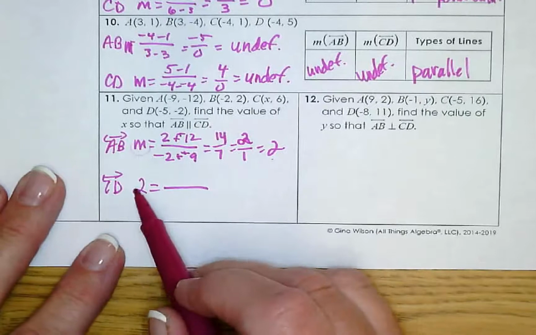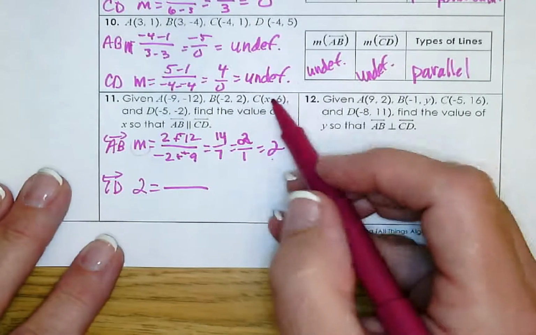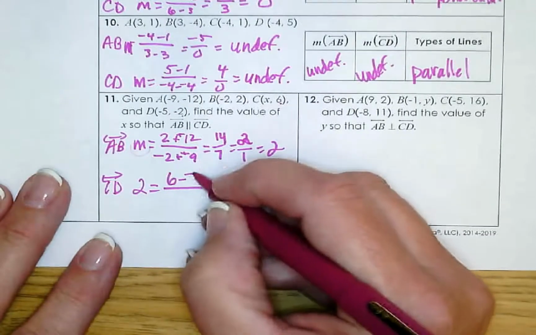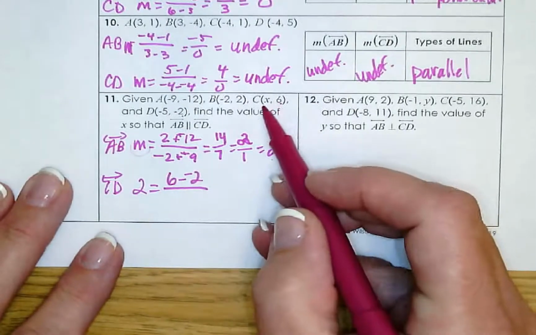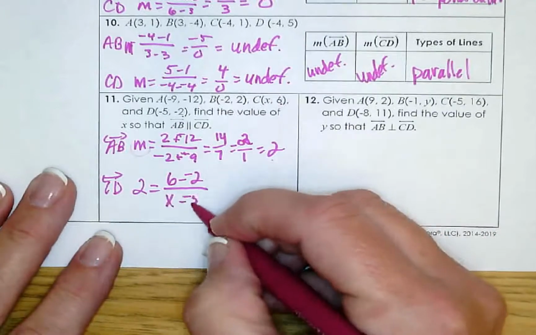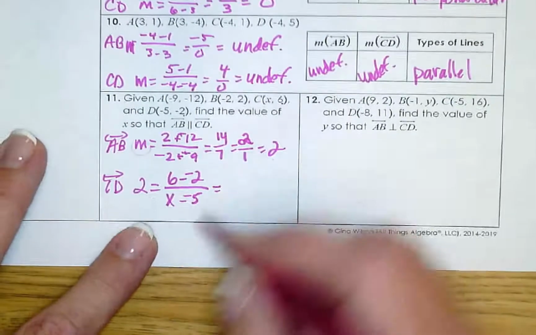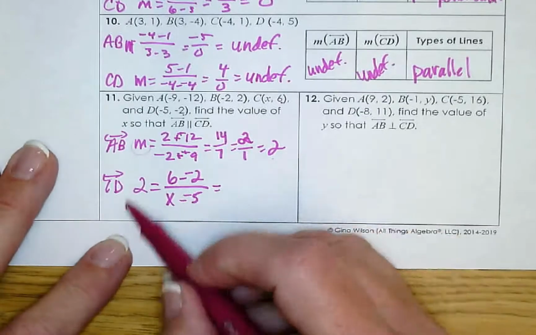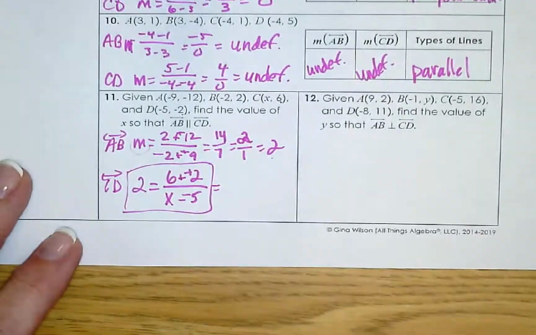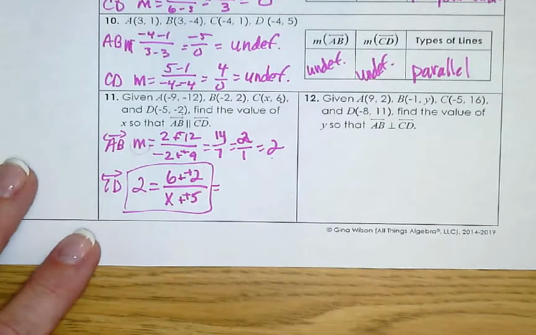So when I go to fill in my formula here, the y values are 6 and negative 2. So I can go 6 minus negative 2. And the x values are x and negative 5. So I can go x minus negative 5. So now let's take a look at what we have. This is an equation we've got to solve for x. That's going to be 8 on top, and this is actually going to be x plus 5.